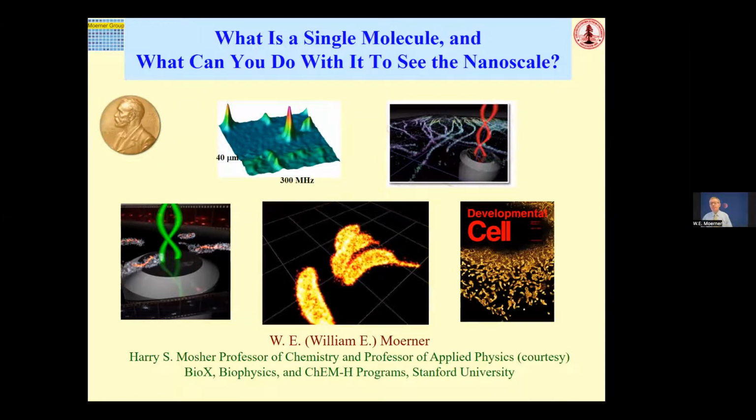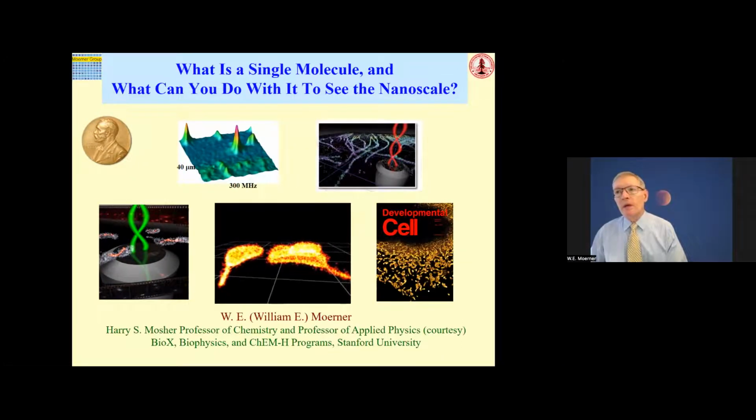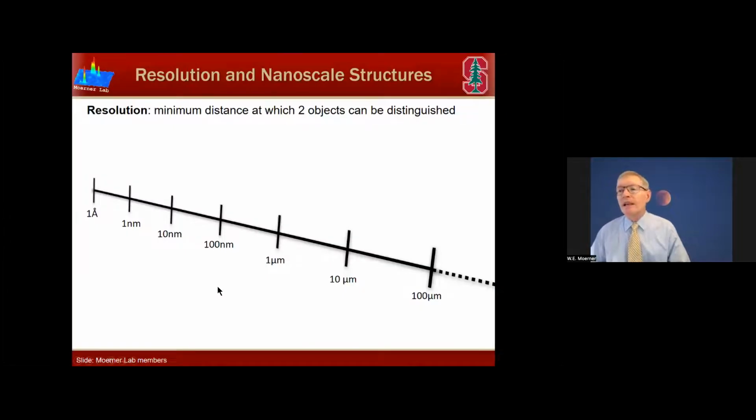Thank you very much. So I'm going to start with a concept that I'd like to clarify, the idea of what we call resolution and the nanoscale. There are many different spatial scales of interest in science, especially in biology. I'm only showing a few orders of magnitude here, but resolution really means the minimum distance at which you can distinguish two objects that might be close together. We'll talk about that more in a moment.